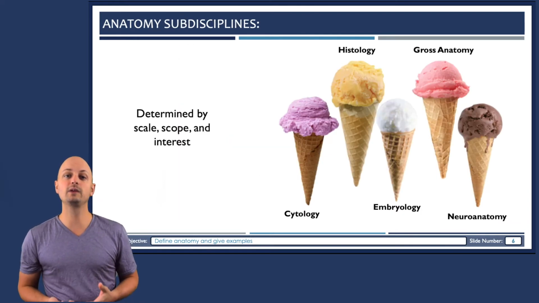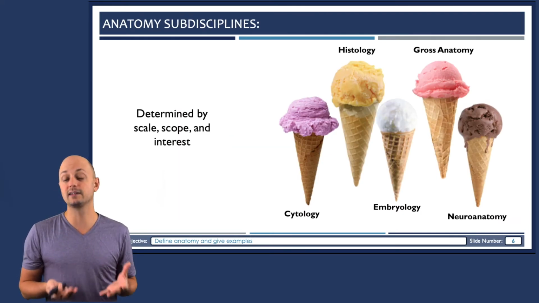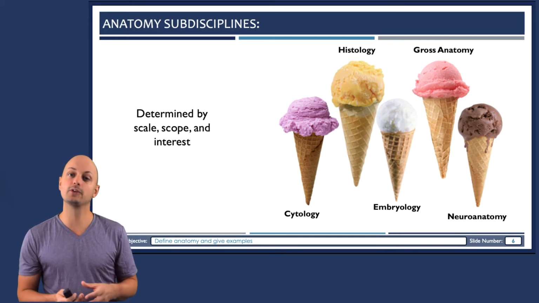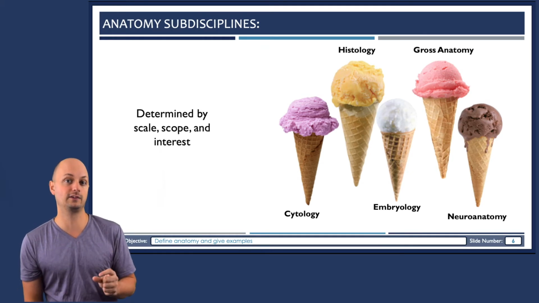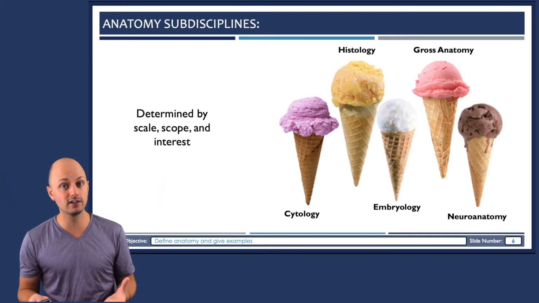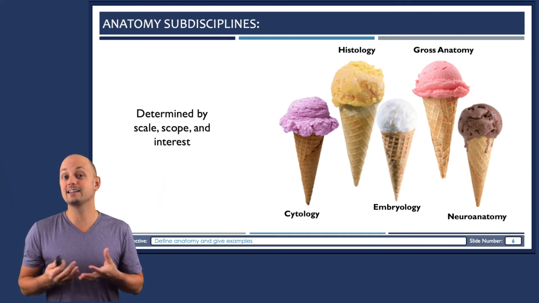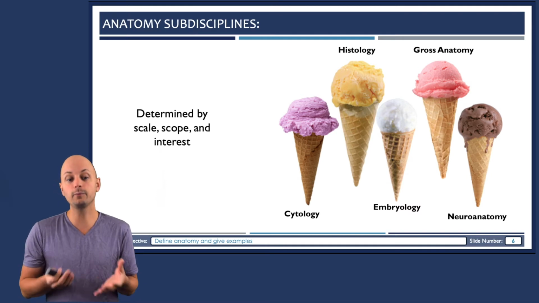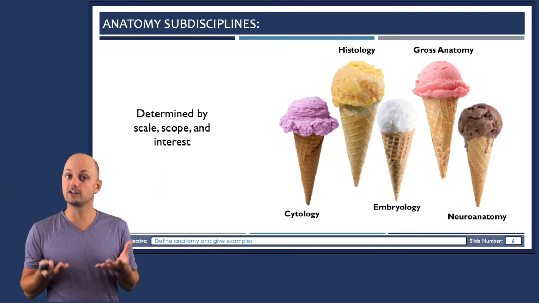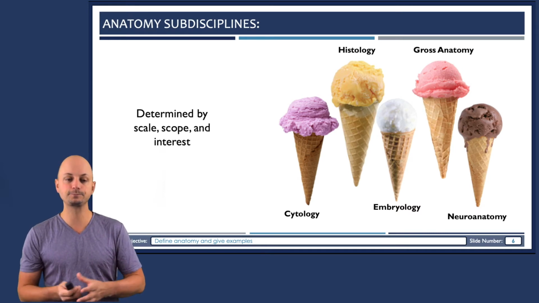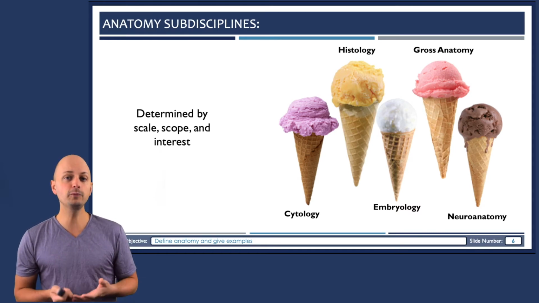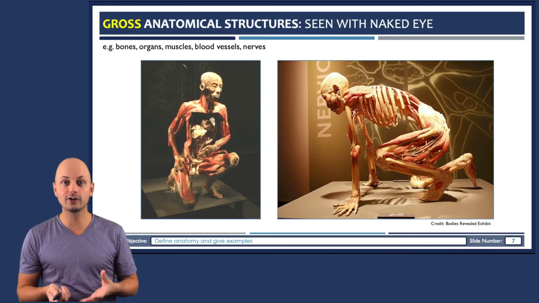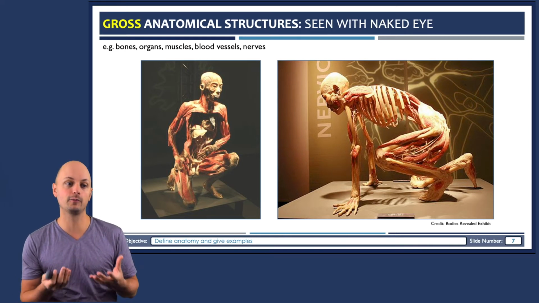There are very, very few people alive today who would describe themselves simply as an anatomist. But most often, when people study anatomy, they're interested in a very specific subdiscipline. So, for example, a cytologist would study the anatomy of cells, a histologist would study the anatomy of tissues, embryologists study the anatomy of developing embryos, and neuroanatomists are interested specifically in the anatomy of the nervous system. But coming into this course, most people associate the term anatomy with gross anatomy, which refers only to structures that can be seen without the help of a microscope.